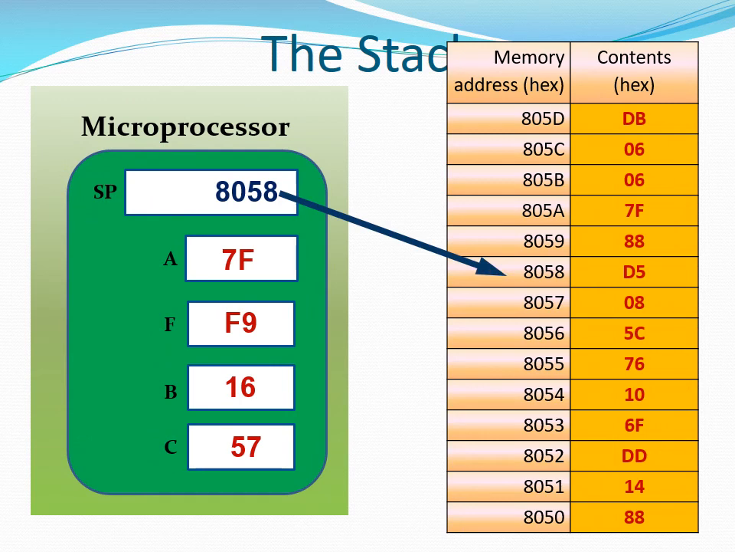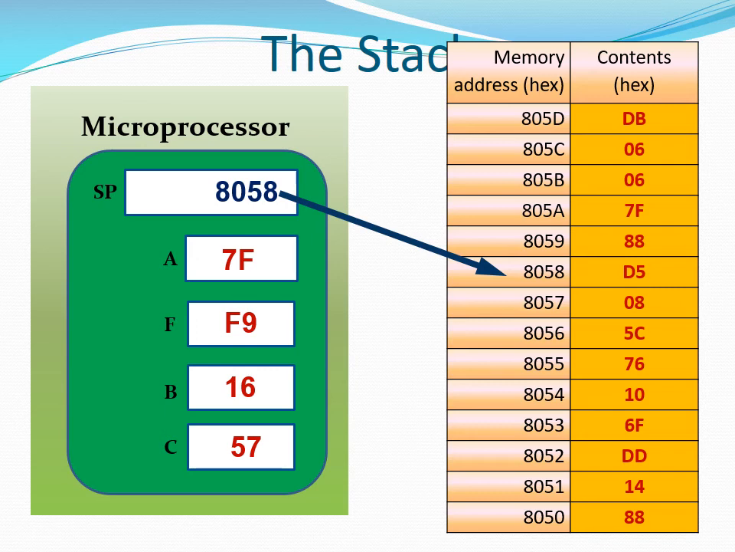Let's illustrate operations on the stack using a simple pseudo microprocessor. Shown are contents of registers that we want to work with. These are the stack pointer SP and the general registers A, F, B, and C. The microprocessor has a stack width of 1 byte. This means that items are pushed and popped as bytes. Let's suppose that the stack grows downwards.